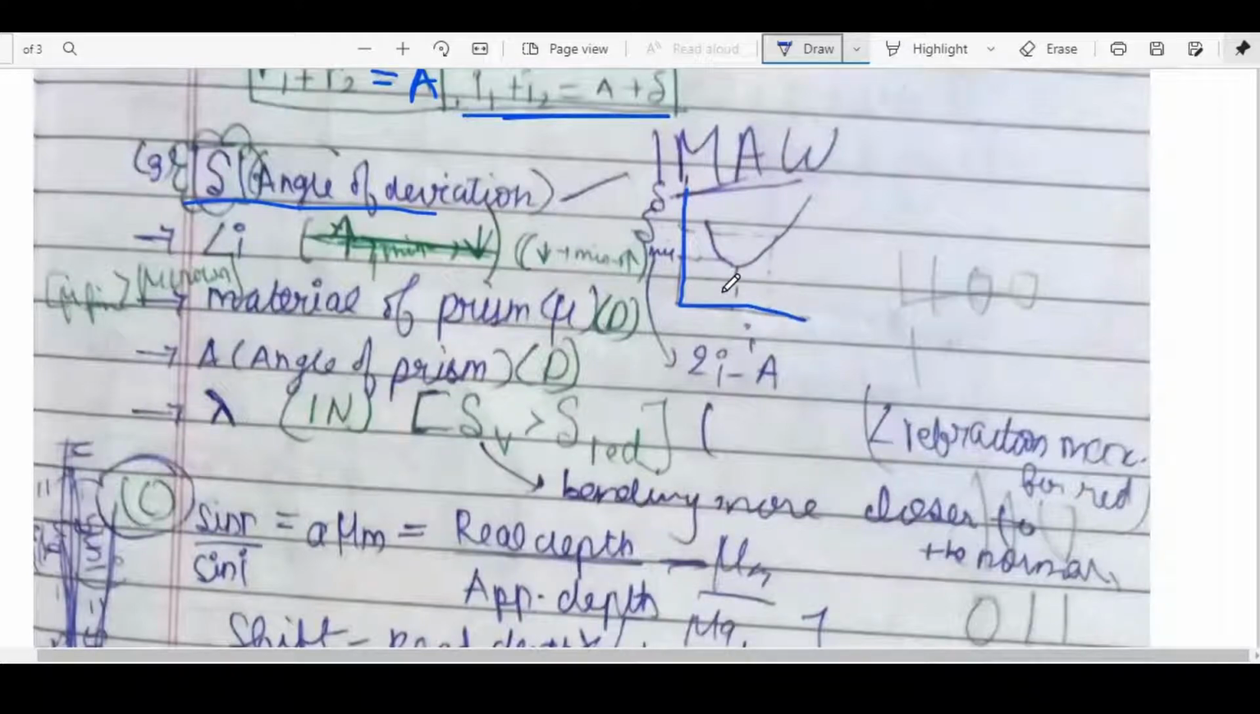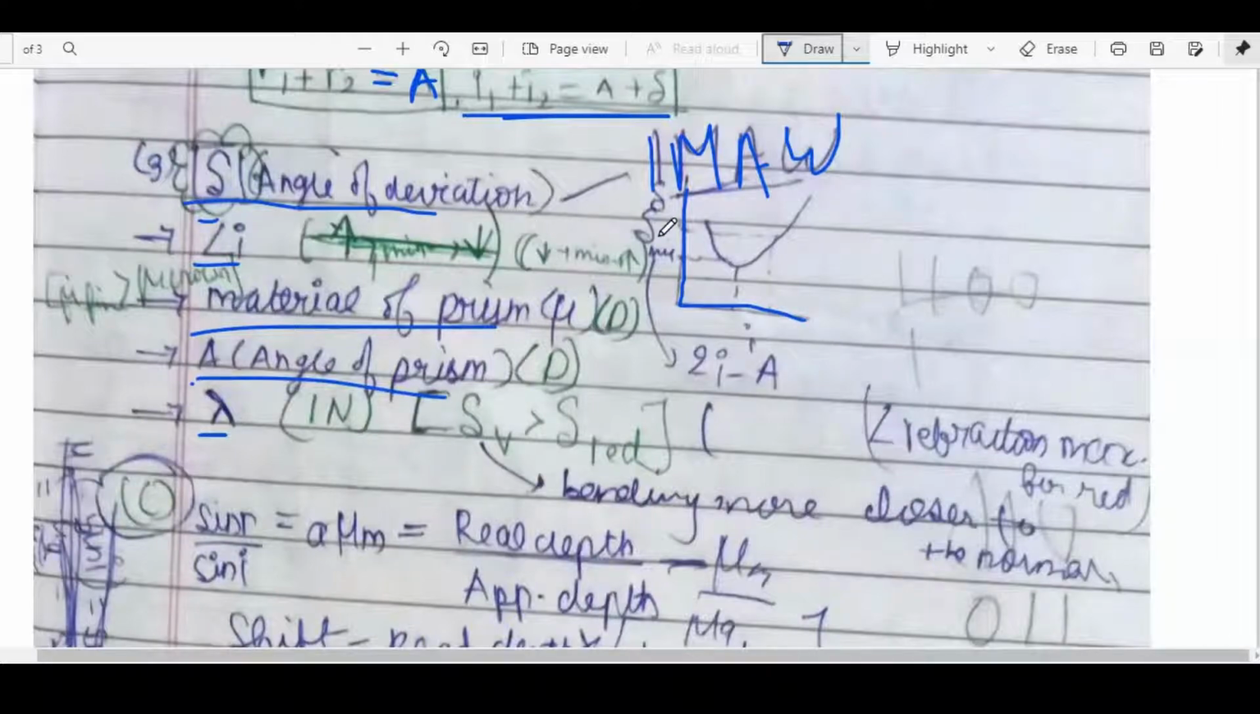To remember what properties it depends on, you can remember IMO. I is angle of incidence, M is material of prism, A is angle of prism, and this is the wavelength. This letter is called lambda. Wavelength is inversely proportional to the angle of deviation. Angle of prism and material of prism are directly proportional to the angle of deviation.